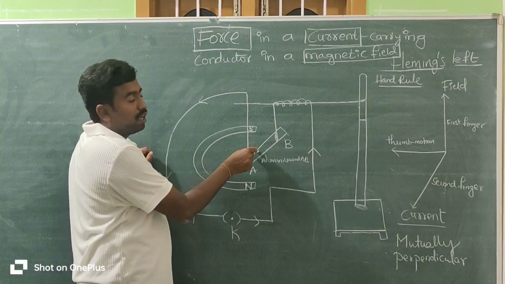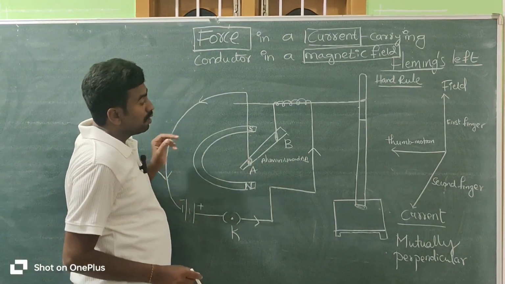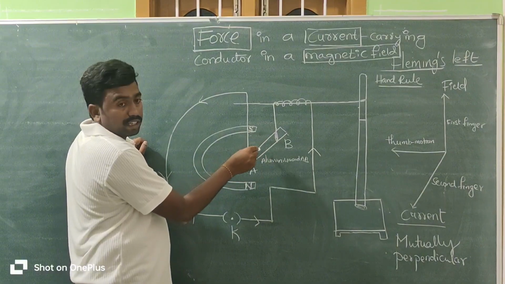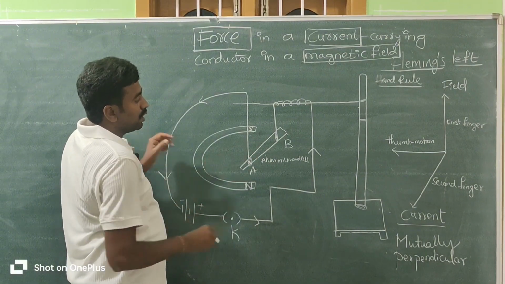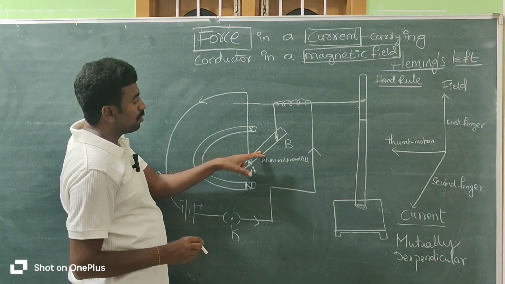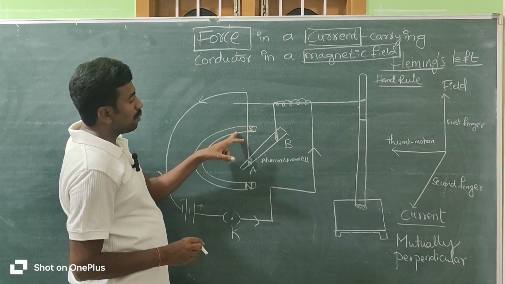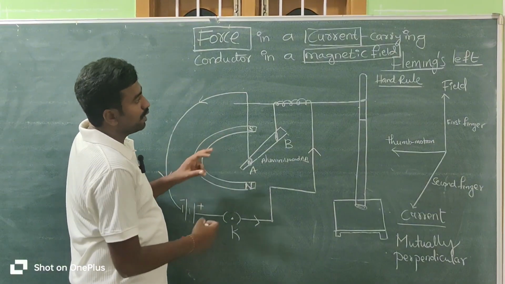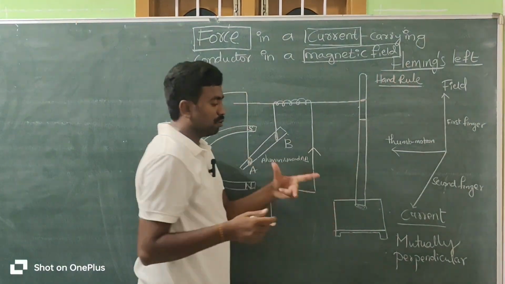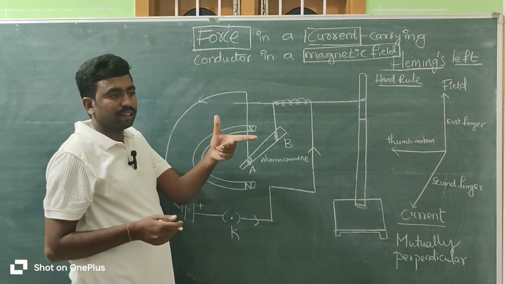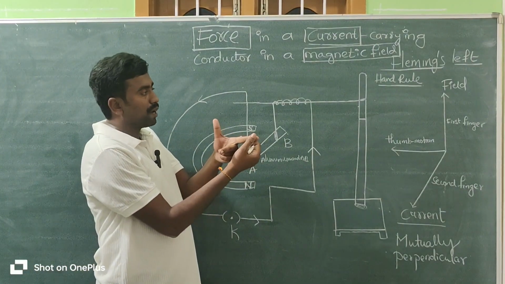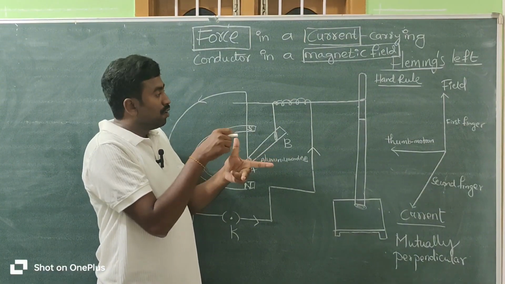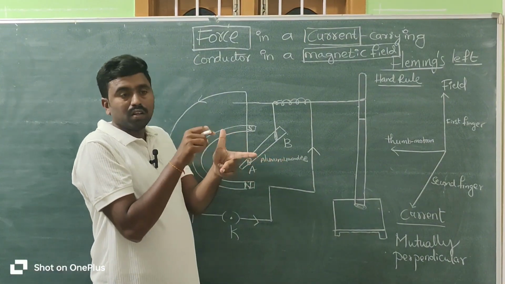So from the second observation we can say the displacement of the aluminum rod depends on the magnetic field. First observation, there is a relation between displacement of the rod and the direction of current, and the second observation, between displacement of the rod and the magnetic field. Deflection happens when the field, the current, and the displacement, these three, are mutually perpendicular. The relation among force, current, and the field is explained by the left hand rule.